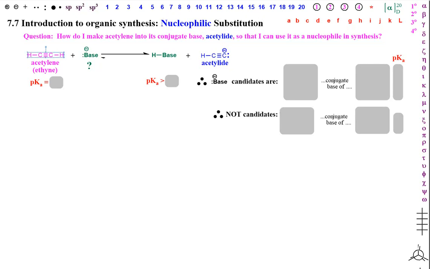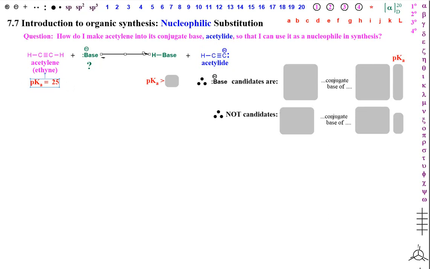Acetylene can be made into a nucleophile. Reminder, acetylene is also called ethyne. To make acetylide, which is our desired nucleophile, we have to keep in mind that acetylide is the conjugate base of acetylene, so this is an acid-base problem. The pKa of acetylene, as is the pKa of all terminal alkynes, is 25.